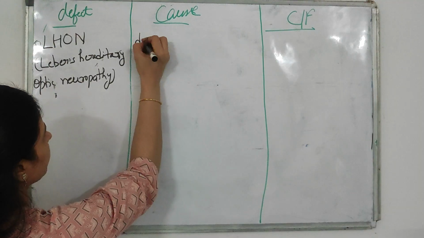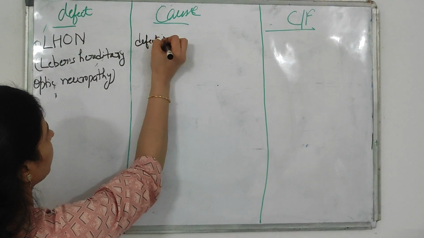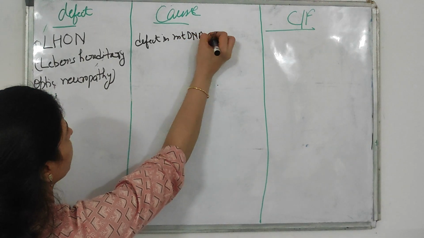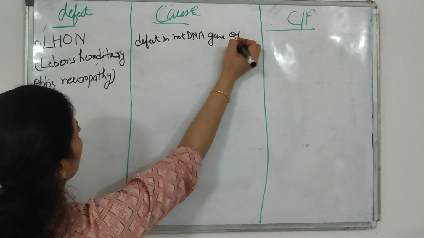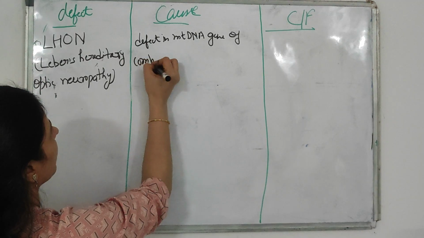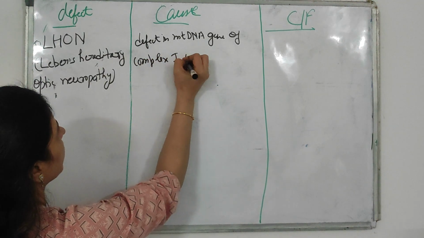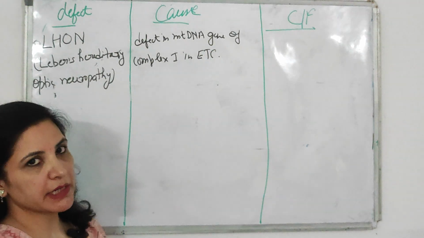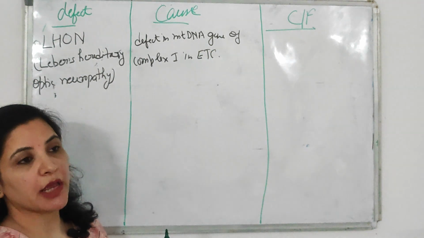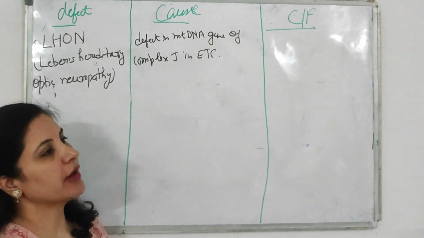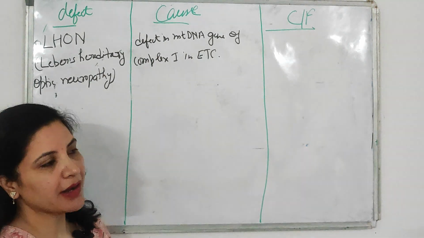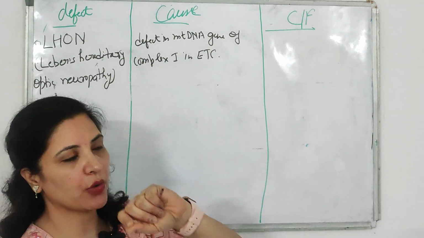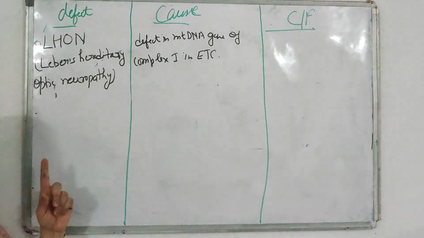The cause is a defect in the mitochondrial DNA gene of your complex 1 in the ETC. Which is complex 1 in the ETC? That is your NADH coenzyme Q oxidoreductase. So when there is a defect in complex 1 of your ETC, it will cause a defect known as LHON, that is Leber's hereditary optic neuropathy.